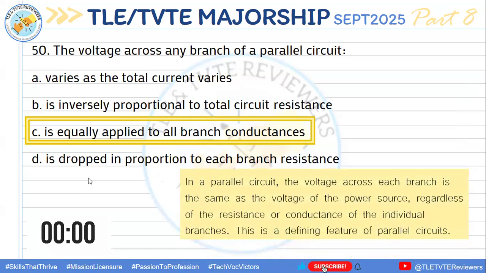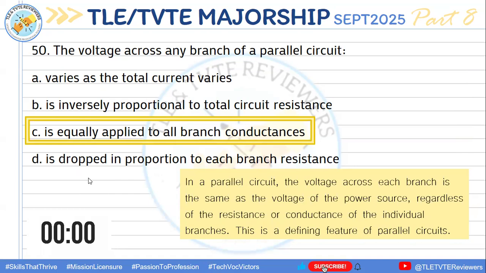In a parallel circuit, the voltage across each branch is the same as the voltage of the power source, regardless of the resistance or conductance of the individual branches. This is a defining feature of parallel circuits. For letter A, varies as the total current varies, this is incorrect because voltage across each branch stays the same, so it does not vary with current in parallel.